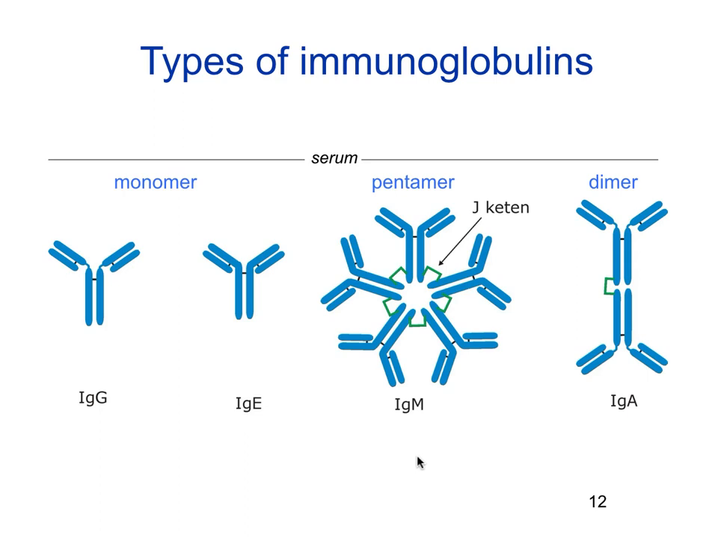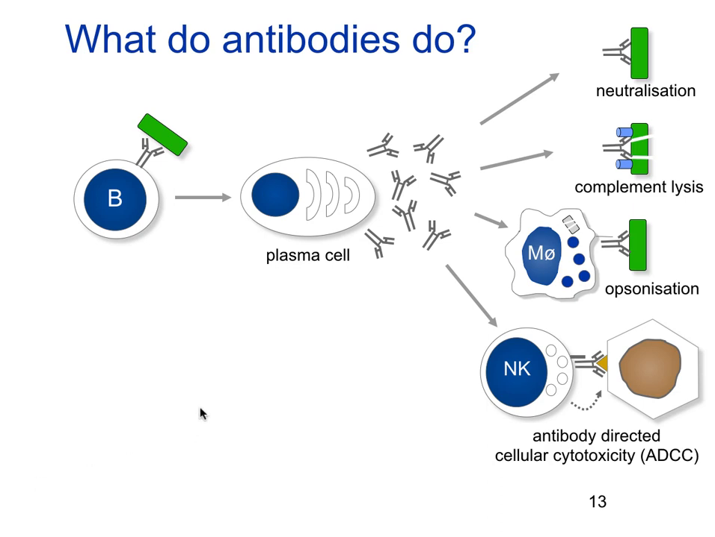B-cells can also produce other types of antibodies after they have gotten help from T-cells. Then they can switch from IgM to other types of antibodies: IgG, IgE, or IgA. So what do these antibodies do?